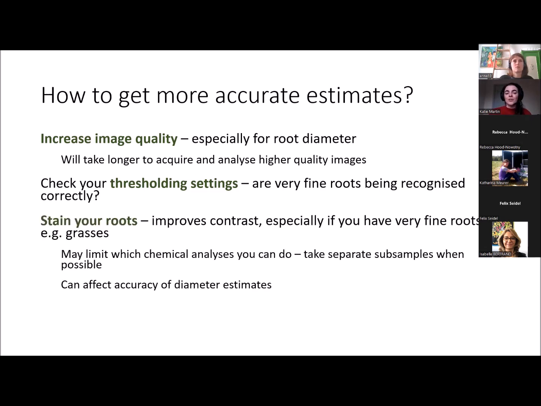Staining your roots is another option. It improves contrast, especially if you've got very fine roots such as grasses, but it may limit chemical analyses you can do, so you might have to have a subsample for this, and it might also affect the accuracy of diameter estimates, but this would hopefully be mitigated by using a higher image quality. Another method is to minimize root crossover in the tray when scanning. This is a good practice because if there's a lot of overlap, it makes it harder for the software to recognize where the roots are.